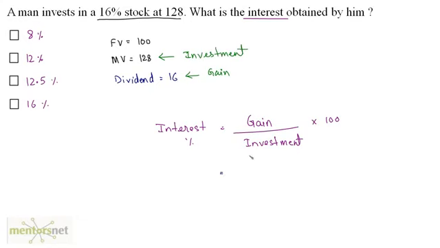So interest percentage is equal to gain, which is 16, upon the investment, which is 128, times 100, isn't it? Now 4 times 25 is 100, 4 times 3 is 12, 4 times 2 is 8, so 4 times 32 is 128. Now again 16 times 2 is 32, so this is equal to 25 by 2, and that is 12.5%, right? So option D is the correct answer. One thing is that don't confuse the interest obtained with the dividend. Both the terms are quite different.